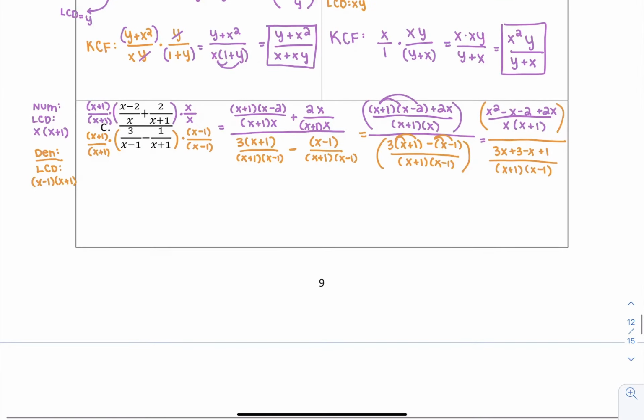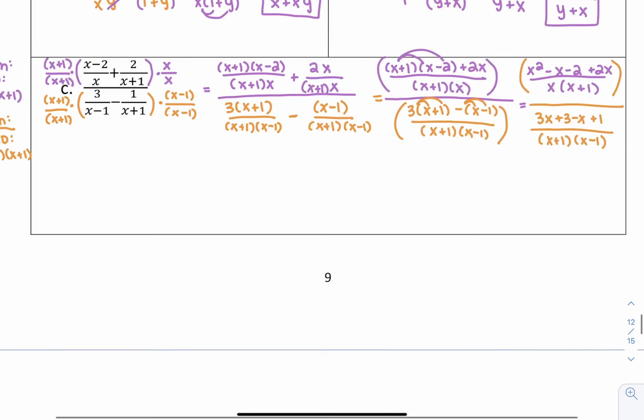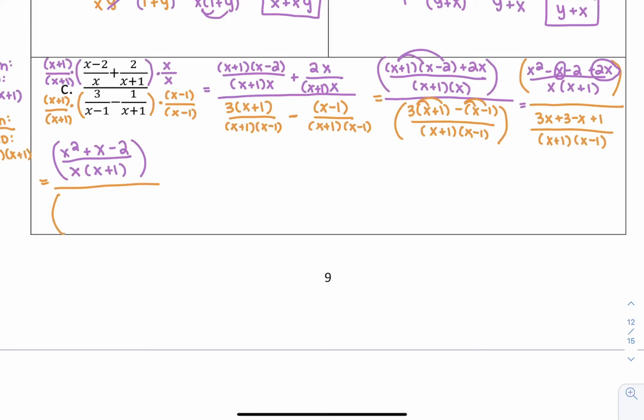Now again, before we get to keep, change, flip, we're going to combine like terms. So in the numerator, I can combine the 2x and the minus x. So I'll say x squared plus x minus 2 all over x times x plus 1. And that's just the numerator. And in the denominator, I have 2x plus 4 over x plus 1 times x minus 1.